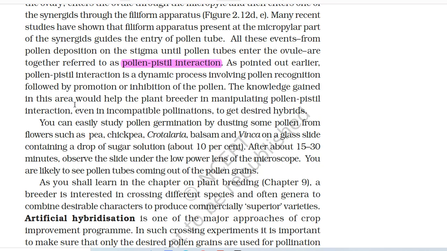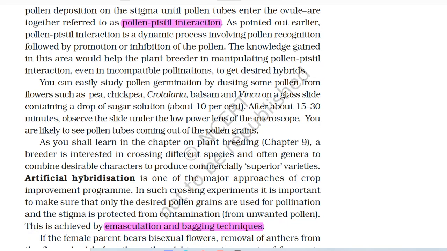As pointed out earlier, pollen-pistil interaction is a dynamic process involving pollen recognition followed by promotion or inhibition of the pollen. The knowledge gained in this area would help the plant breeder in manipulating pollen-pistil interaction even in incompatible pollinations to get desired hybrids.